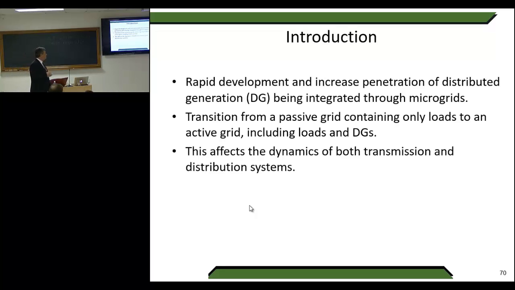The introduction, apart from what I already mentioned in the first part, is this rapid development and increase of penetration of distributed resources that are being integrated today in many forms of microgrids. It's not just the panel at home. There is a transition from a passive grid containing only loads to an active grid, including all these DGs. And the hypothesis is that this will affect the dynamics of both transmission and distribution systems now and especially in the future. This is the challenge in this area.